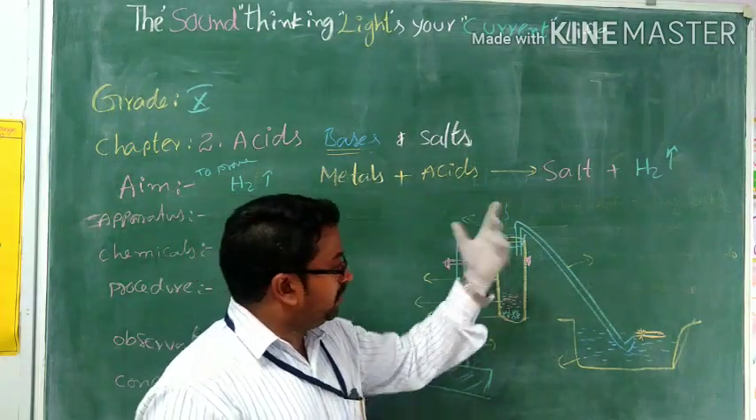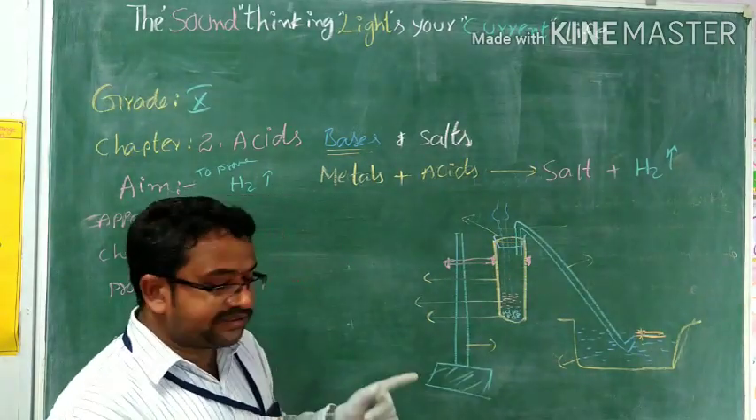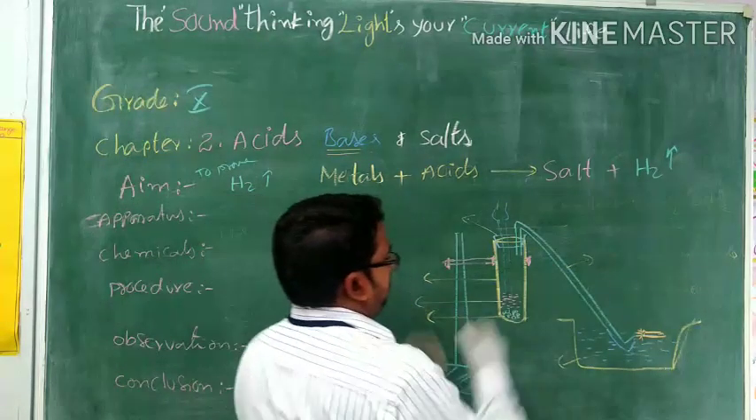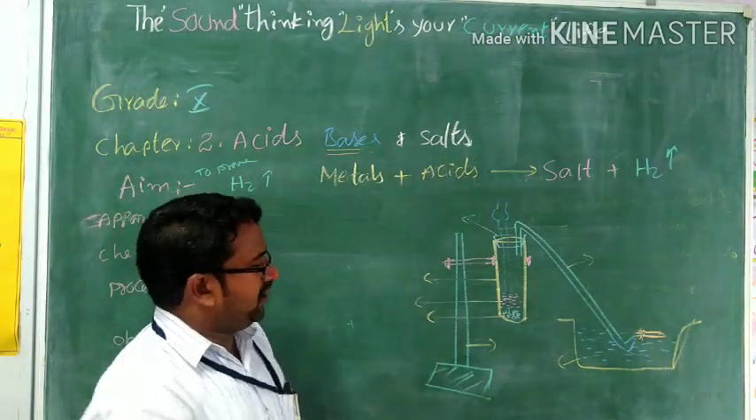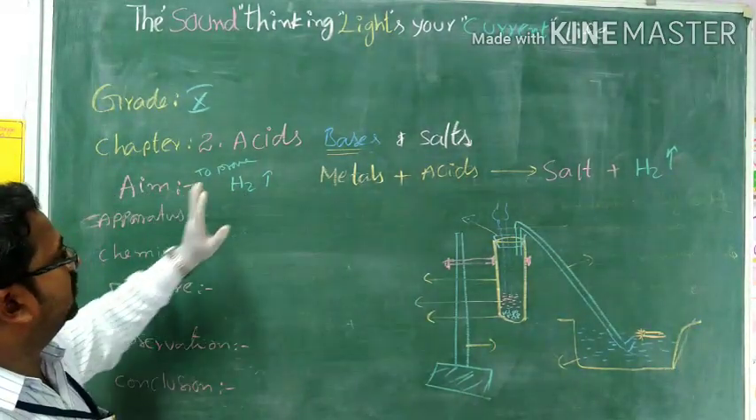Actually, when you go to higher classes, it will be the diagram with the thistle funnel, because it is a fast reaction. Okay, so we are not having all this equipment. We will do this same activity with different apparatus. Okay, is it clear for you now?